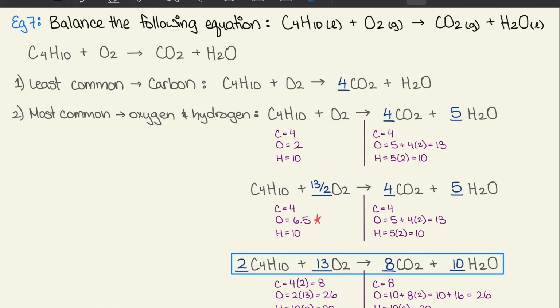But because it's O2, we have to do 13 divided by 2, which gives us 6.5, and we can't have that because we can't have decimal values, we need whole numbers. So to get rid of that decimal value, we're going to multiply everything by 2. So you get 2 of C4H10 plus 13 of O2, which makes 8 CO2 plus 10 H2O. And now when we look at the values for each, they all match up, so left side is equal to right side, and the equation is now balanced.